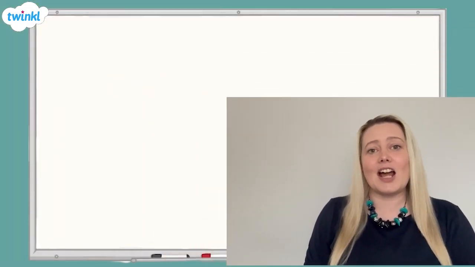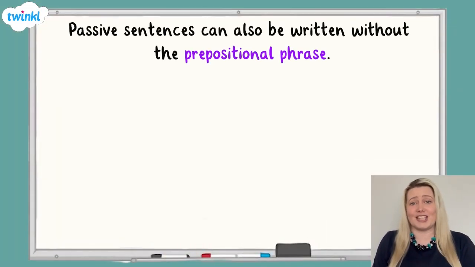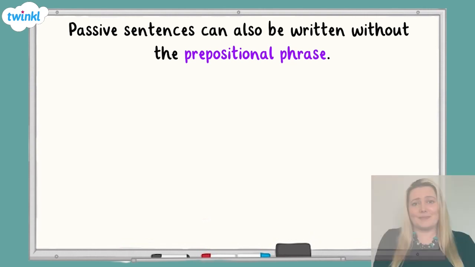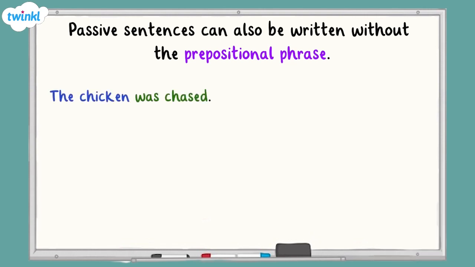Passive sentences can also be written without the prepositional phrase. These sentences can be useful if you don't know or don't want to say who or what completed the action. For example, the chicken was chased. The cake was eaten. The train was driven.